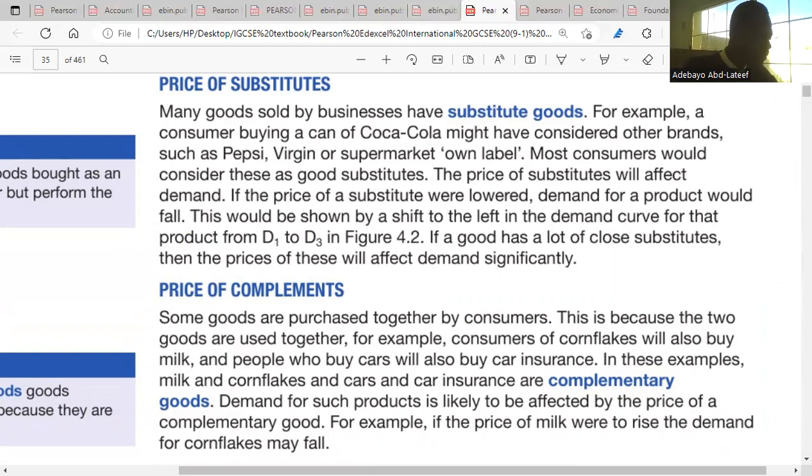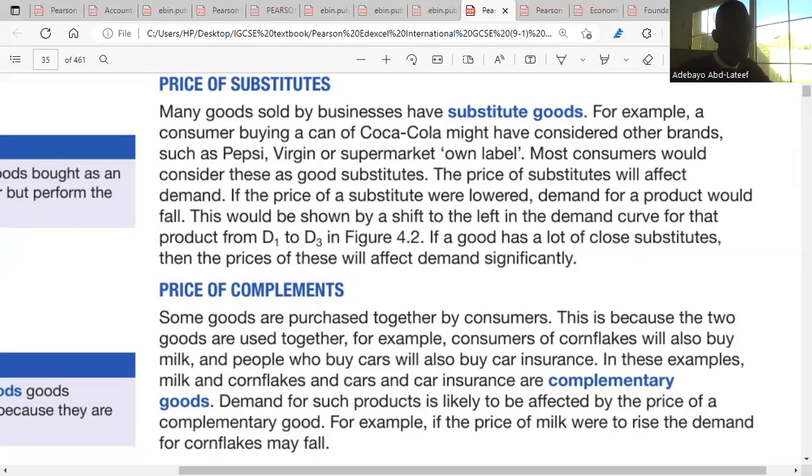Like competition. So I wrote, if the price of a substitute good were lowered, the demand for a product would fall, shifting the demand curve for that product leftward from D1 to D3. If product A and product B are in the same industry, and product B lowers its own price, that might reduce the demand for product A, shifting the demand curve of product A leftward, and the demand for product B rightward. Is it clear? So that is price of substitute. Any questions about that? No.